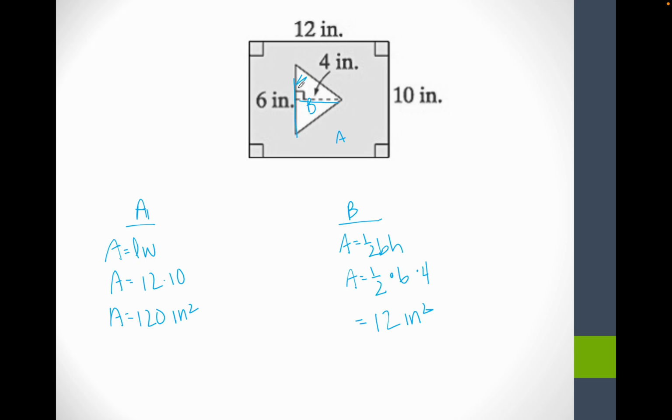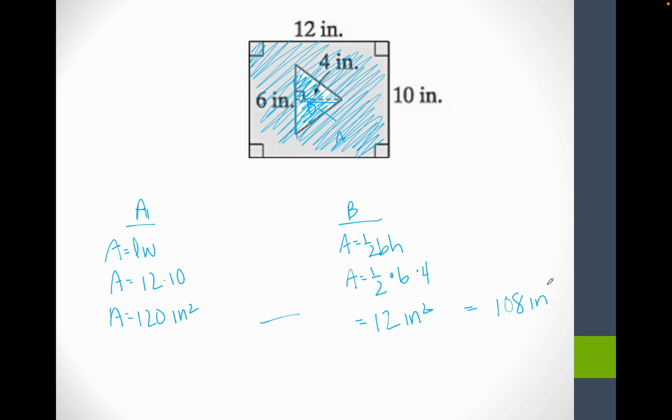Now we want to take that triangle and cut it out of the full area. This rectangle, 120 inches squared, will cover the entire rectangle that includes the triangle, but we don't want that triangle. So in order to cut it out, we're going to subtract 120 minus 12 for a total area of 108 inches squared.